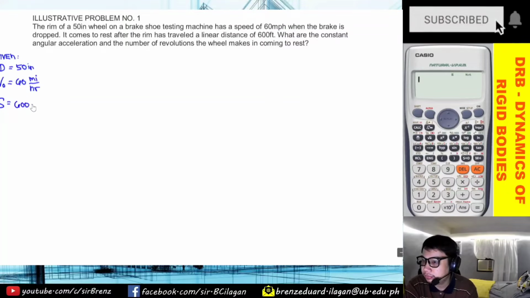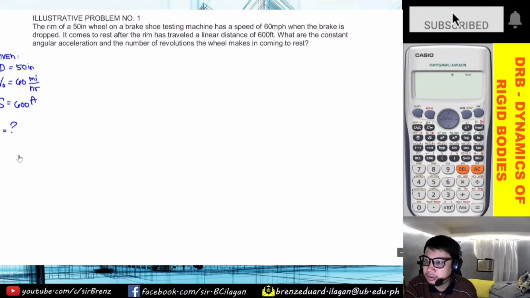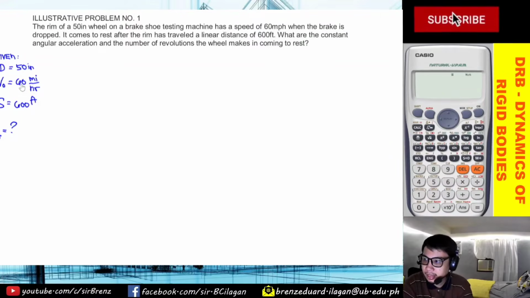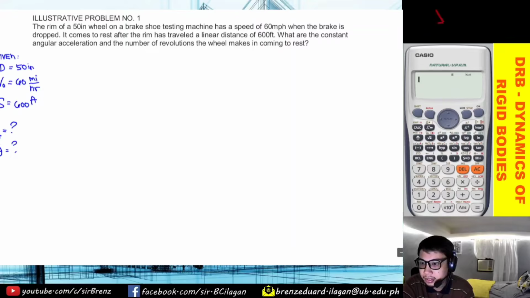Okay? So, what is the constant angular acceleration? We're asked to find alpha. Nothing was specified, but in the book, what was asked is the tangential one, since its counterpart is the angular velocity. And the number of revolutions, this is the theta, or our angular displacement. So these are the unknowns.